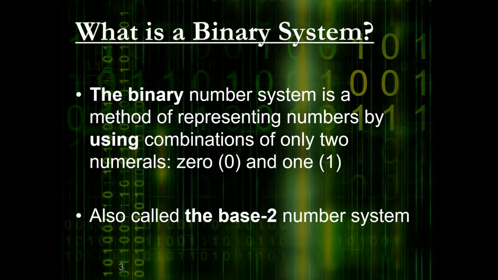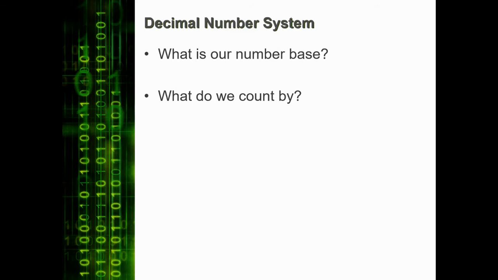So what does binary mean? The binary number system is a method of representing numbers by using combinations of only two numerals. We typically see this written as 0 and 1. This is also called the base 2 number system. So let's talk about our number system for a little bit.